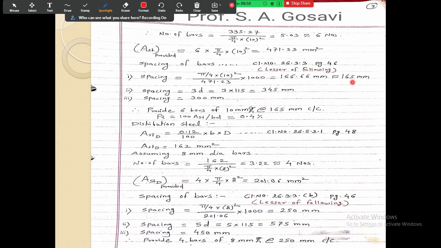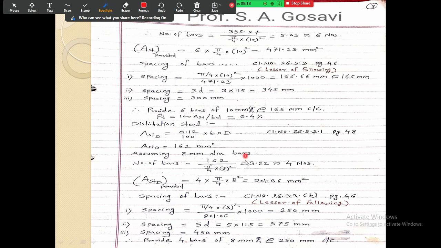Always we reduce the spacing. What is the logic behind reducing the spacing? If you increase the spacing to a higher value, then your number of bars will get reduced. So we reduce the spacing to the rounded value so that the number of bars will get increased, which will add more safety to our structure. The spacing is 3D, so 3 into effective depth. This much is the value, and lastly this is the value. So 165 is provided for the main steel.